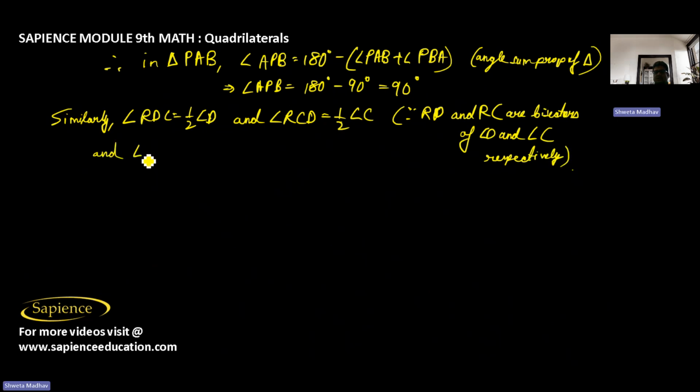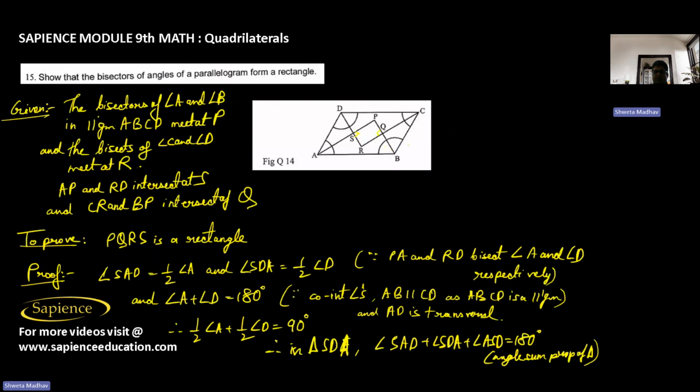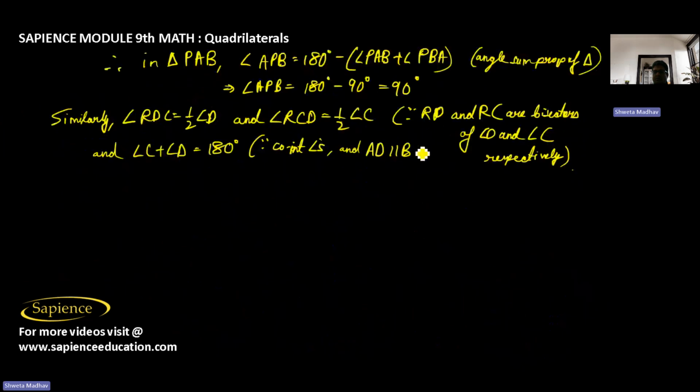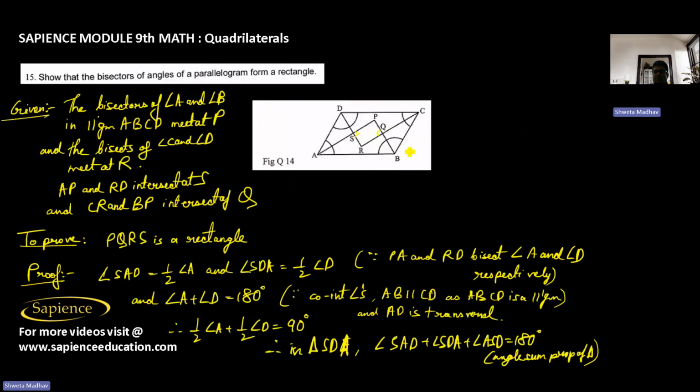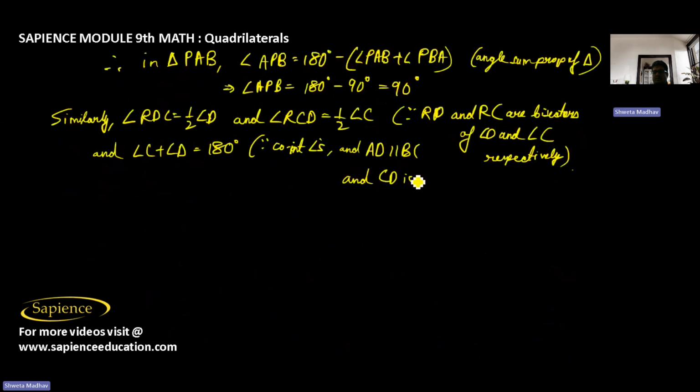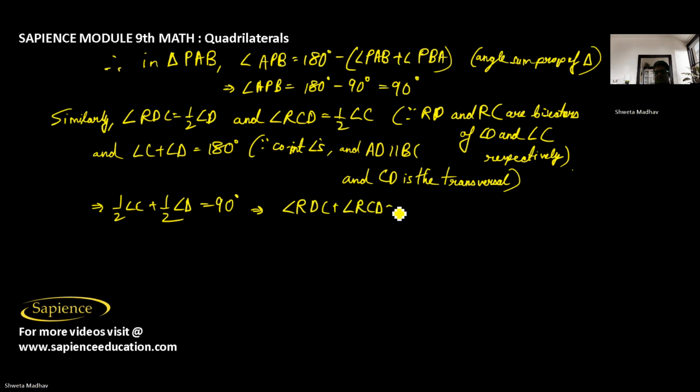And also angle C plus angle D equals 180 degrees, since co-interior angles are supplementary, and obviously AD is parallel to BC, and CD is the transversal. So therefore, I can say that half of angle C plus half of angle D is equal to 90 degrees, which means that angle RDC plus angle RCD is equal to 90 degrees.